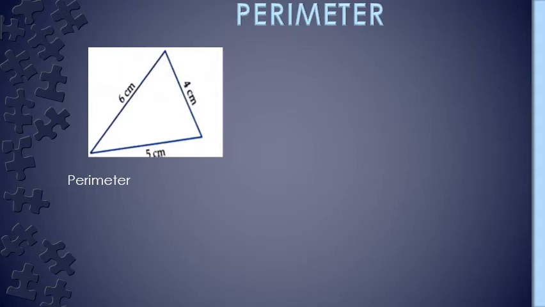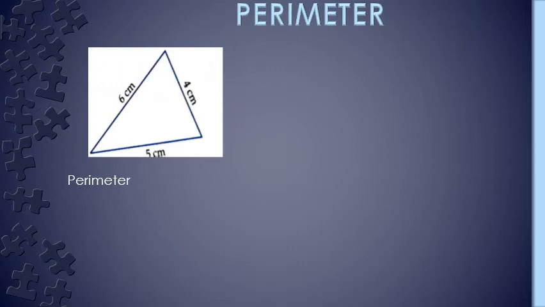Children, see, this is a closed figure, okay, and it is made of 3 line segments. And what is the length of each line segment? Well, it is 6 centimeter, 4 centimeter and 5 centimeter. So, what is the perimeter of this closed figure? Well, it is the length of the total boundary of this closed figure, or we can say the total length of the 3 line segments that constitute the boundary of this closed figure.